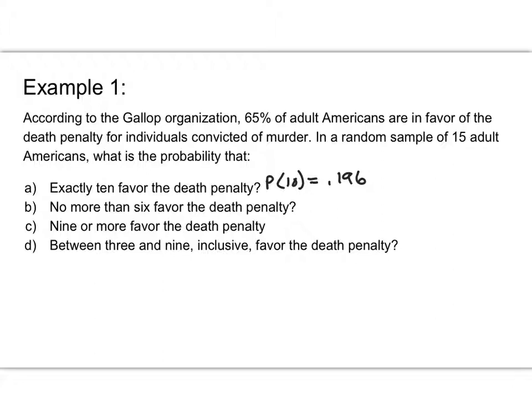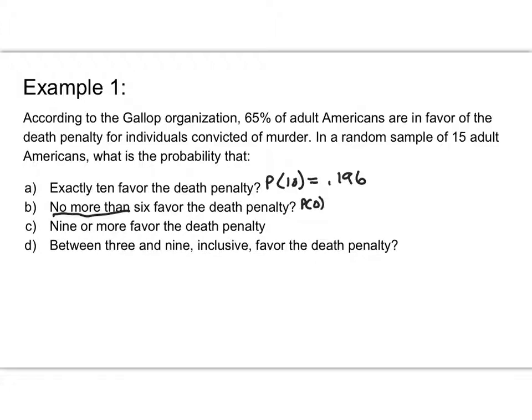So the next probability we're going to look at is the probability that no more than 6 favor the death penalty. So again, these can be tricky. The no more than, I always talk myself through that. Is 6 no more than 6? Yes. Is 5 no more than 6? Yes. Is 7 no more than 6? No. So I know that I need everything up to 6.